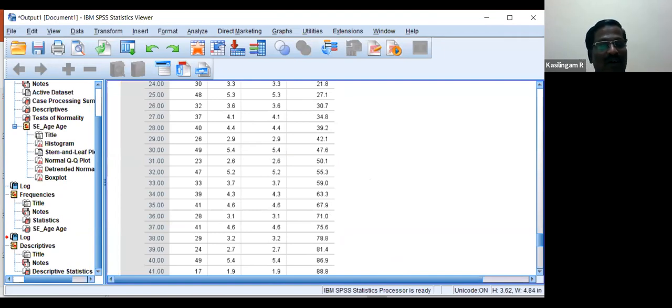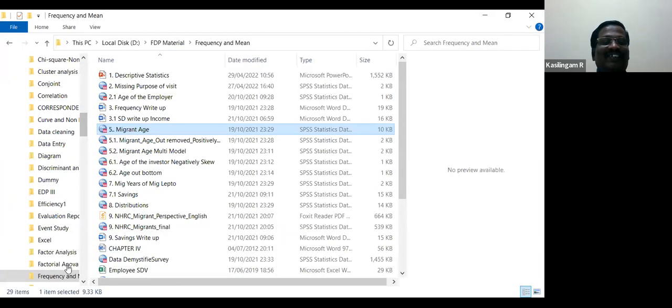Now we have all the data. For example, the age of the investor. We have seen positive skewness. Now I am going to show one data. Let us see how madam is giving it by looking at the graph. Oh my God. So it is also age, but it is not the age of migrant laborers, it is the age of investors.